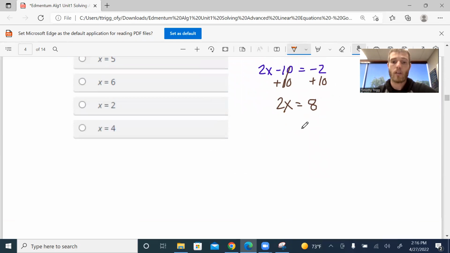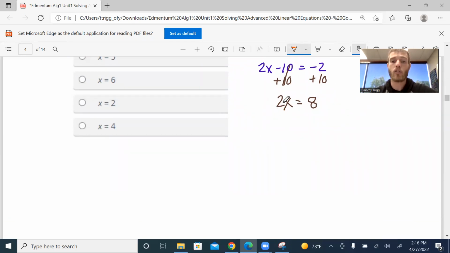Lastly, to get x by itself, here 2 times x, we divide to cancel the 2. Divide on the other side, giving us that x is 4.